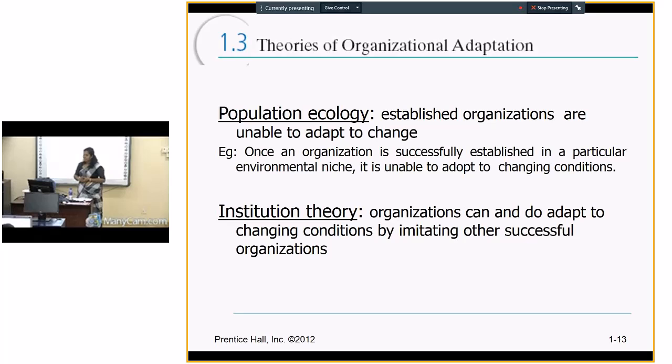Got the point, the difference? The first point highlights that once an organization is going with a particular niche, it might be unable to adapt to the changes. But the second, institutional theory, highlights that organizations can adapt. If they do not have the resources and the competencies, what they can do is imitate what the competitor is doing. With the imitation, we might be able to adapt to the particular environment. Got the point? Okay.